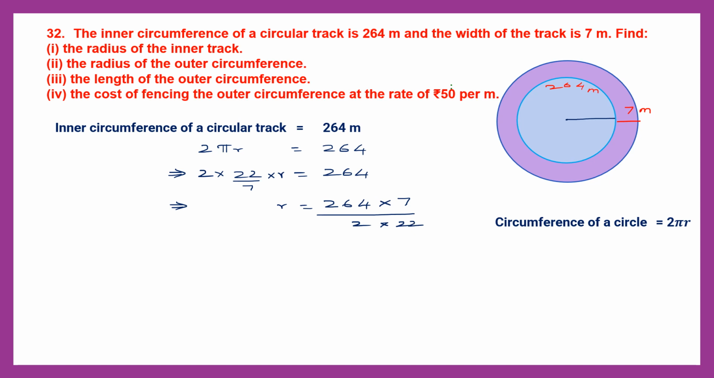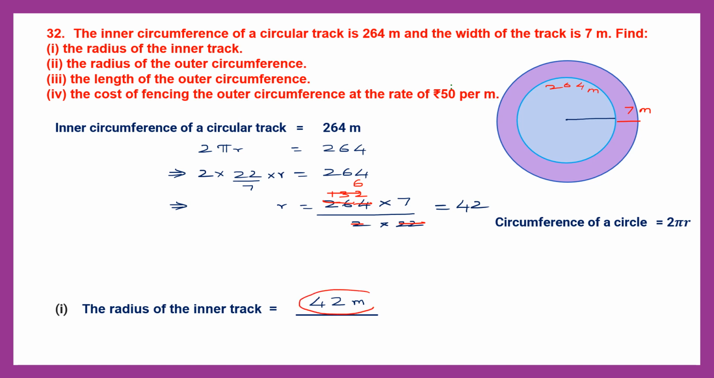So now let's cancel 2 and 264. 2 ones are 2, 2 threes are 6, 2 twos are 4. Now 22 into 6 is 132. Now 6 into 7 is 42. So we have found the radius of the inner track, that is 42. So let's write that. The radius of the inner track is 42 and the unit given to us is meters. So this is the answer to the first part of the question. So we have the radius of the inner track 42 meters.